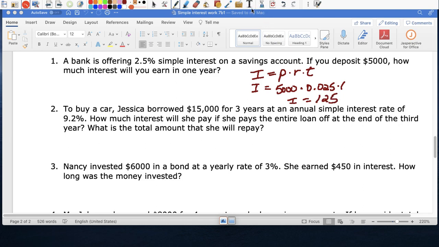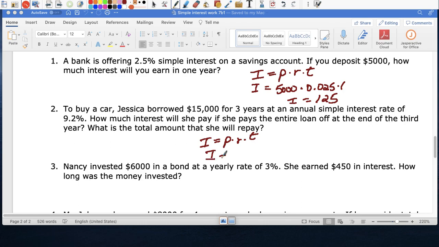Right? To buy a car, Jessica borrowed $15,000 for 3 years. Simple interest rate of 9.2. Talk about bad credit. How much interest will she pay? She pays the entire loan off at the end of the third year. What is the total amount that she will pay? Wow, 9.2. Super high. Consider that sometimes when you buy a car, they even give you 0% interest rate. They don't charge you anything. So 9.2 is pretty bad.